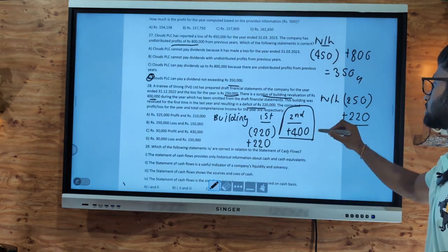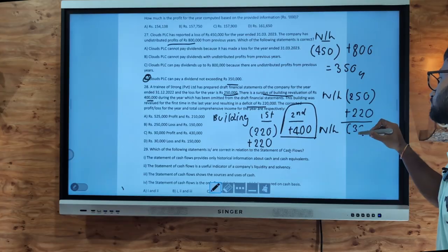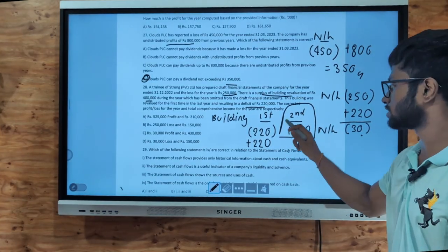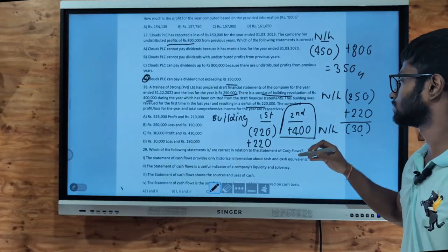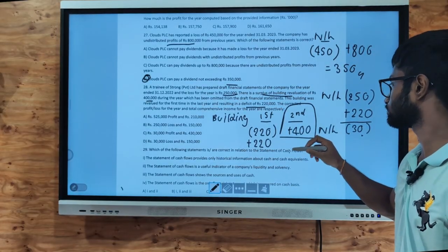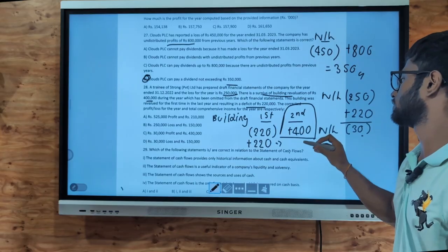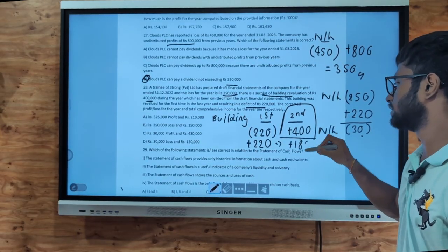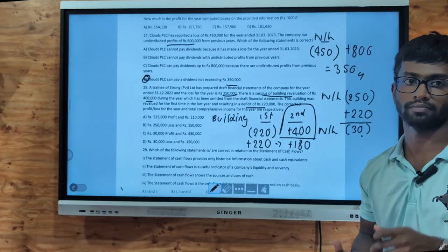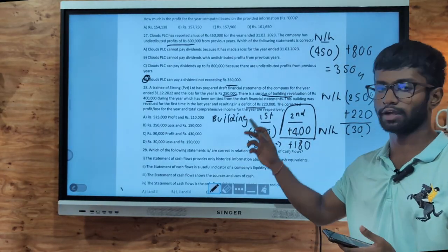Now the corrected loss is only 30. Now here remember, out of this 400 we set off 220. Then how much is remaining? Out of this, 180 is remaining. Now this is the amount that you record as a gain. Simply.